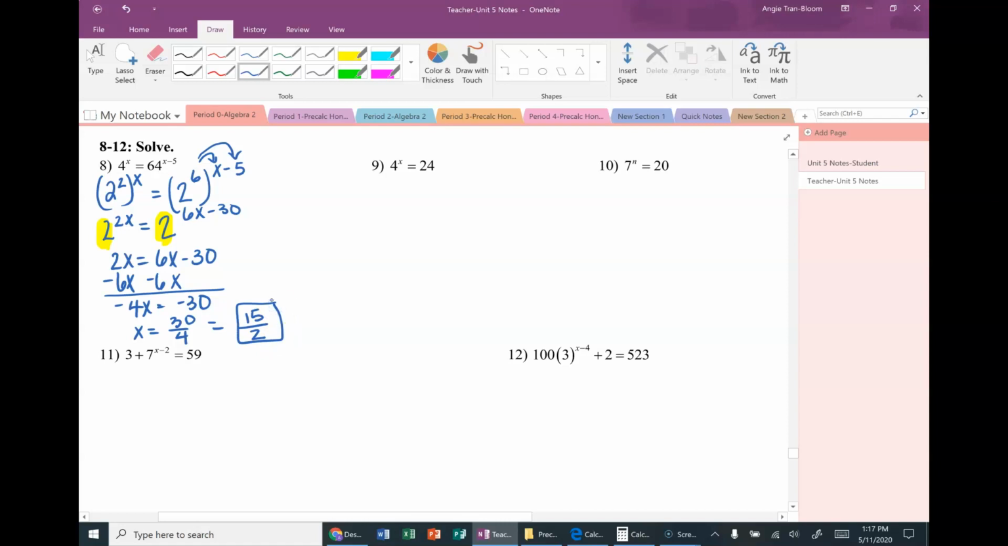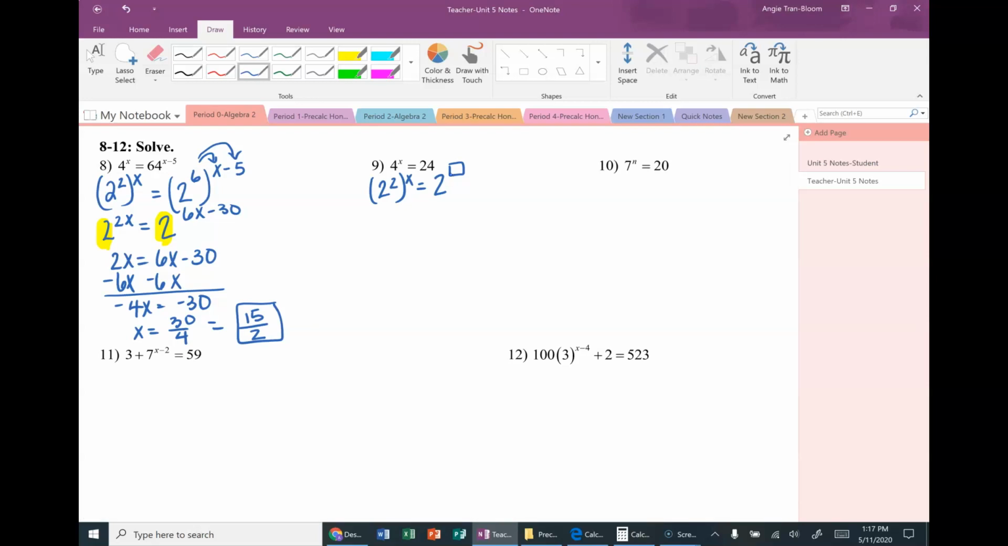So for this one, we have to make sure that you break down the base to prime numbers and then see if we can get it to the same base. Now, on number 9, 4 to the x, technically we can do the same thing, 2 squared to the x. But 24, I can't really write 2 to anything that will give me 24. So for this one, we're kind of stuck trying to write it into a base of 2.